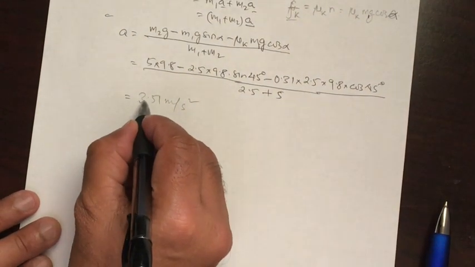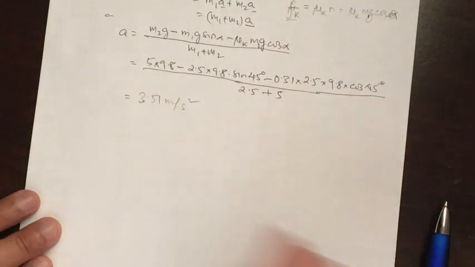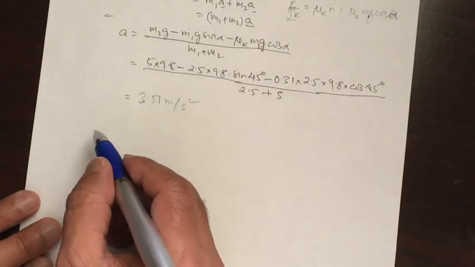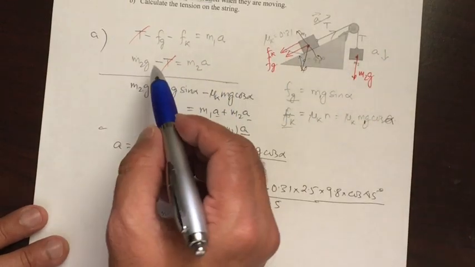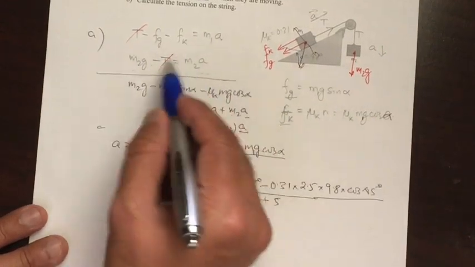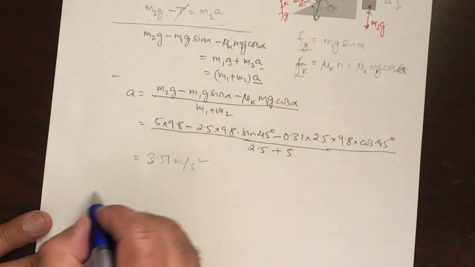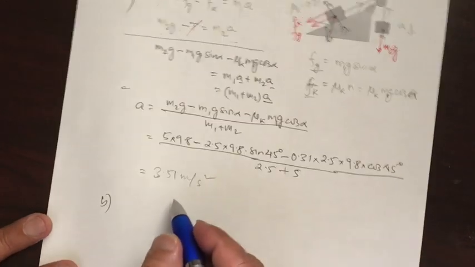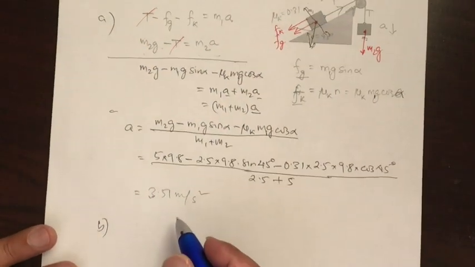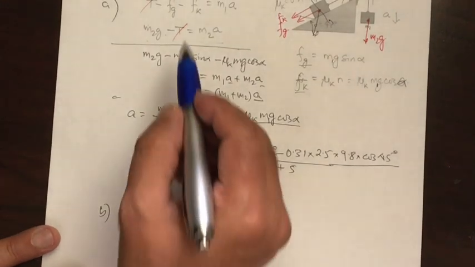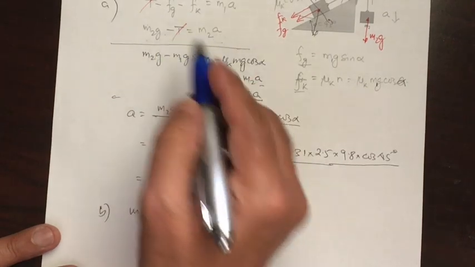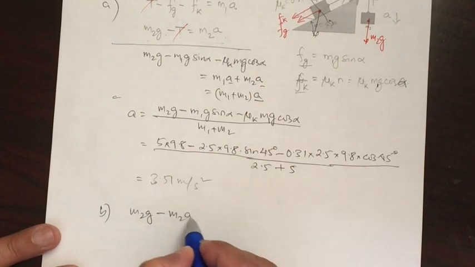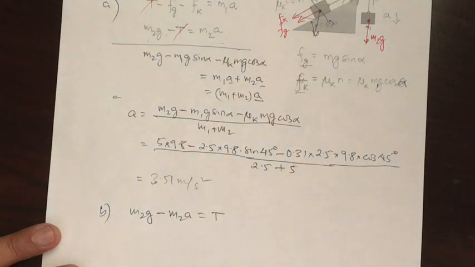All right, so you have the acceleration. This is part A. Once you have the acceleration, you can find the tension. You can plug it into either equation 1 or 2. Equation 2 is a little easier because it's shorter, so we'll use that. So for part B, equation 2: I can move T to the right, so m2 gravity minus m2 acceleration equals T, right?